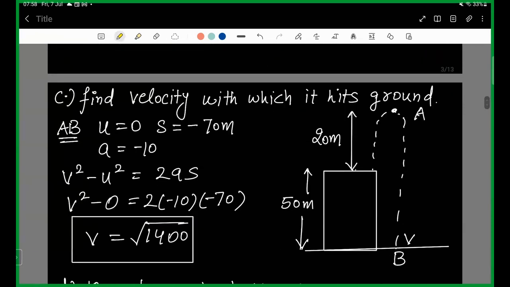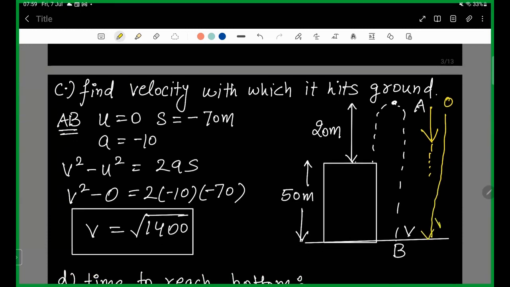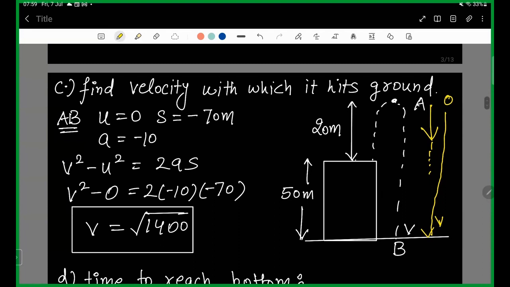Third is: find the velocity with which it hits the ground. Now the question is interesting. After A, the ball will start coming down and it will keep on increasing its speed because gravity is pulling it down. So starting from 0, the speed will keep on increasing and it will hit the ground with some speed V. And you want to find this V.